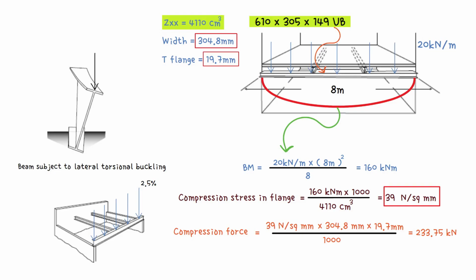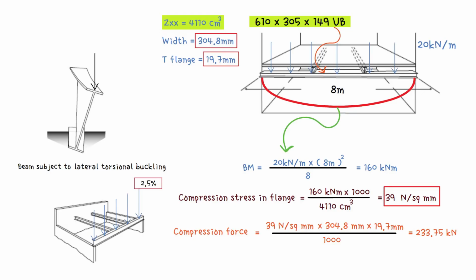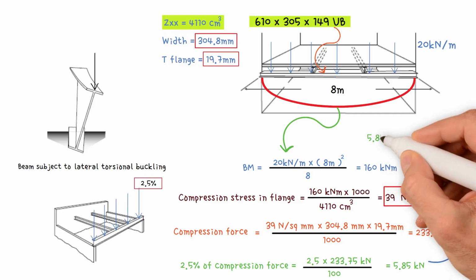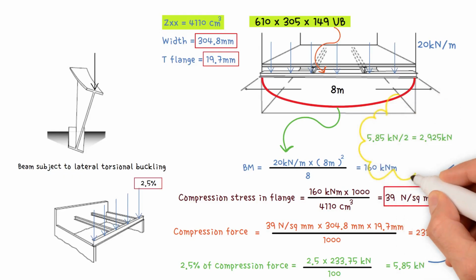As we mentioned, a restraint to a top flange of a beam must be capable of resisting a force that is equivalent to 2.5% of the ultimate compression load in the top flange of the beam element it is restraining. Therefore, 2.5% of compression force equals 2.5 divided by 100 times 233.75 kilonewtons. This gives us a value of 5.85 kilonewtons. As a result, the total force needed to be resisted equals 5.85 kilonewtons divided by 2, which is equal to 2.925 kilonewtons.